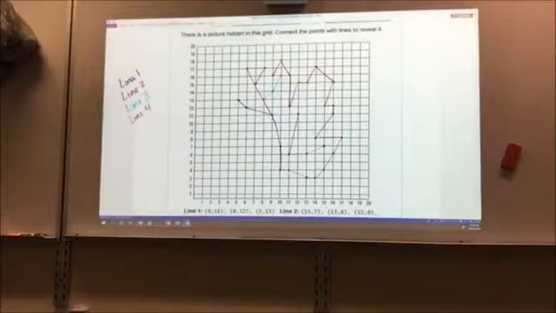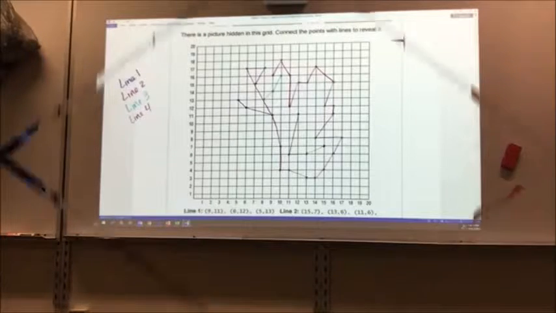All right, this is what your picture should look like when you're done. As you can see, I used some different colors for different lines. There were 4 different lines that you needed to connect, and that's the shape that you should have at the end of this.